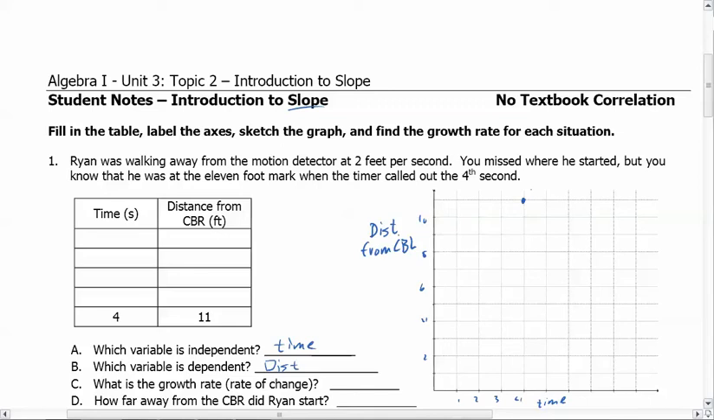Okay, now let's see if we can build this. He's walking away from the motion detector at 2 feet per second. So at 3 seconds, where would he have been? Remember, he's going 2 feet every second. So if he's at 11 after 4 seconds, 2 feet before that would be 9. So 3, 9. Okay, what about 2 seconds? Where would he have been? 2 feet before that, which would be 7. So we can go to 2, 7. All right, at 1 second, 5 feet, and then of course at 0 seconds, 2 more feet back would have been at 3.